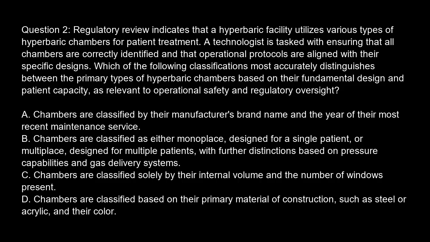Option A. Chambers are classified by their manufacturer's brand name and the year of their most recent maintenance service. Option B. Chambers are classified as either monoplace, designed for a single patient, or multiplace, designed for multiple patients, with further distinctions based on pressure capabilities and gas delivery systems. Option C. Chambers are classified solely by their internal volume and the number of windows present. Option D. Chambers are classified based on their primary material of construction, such as steel or acrylic, and their color.